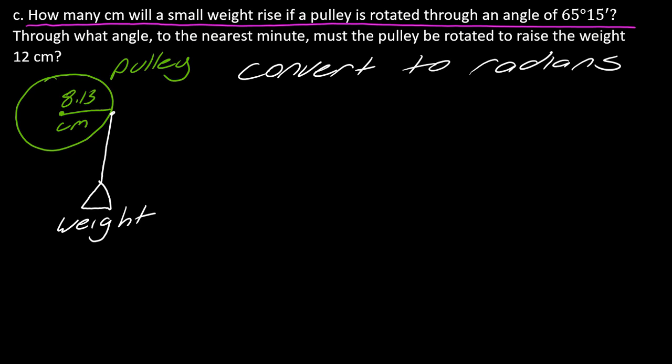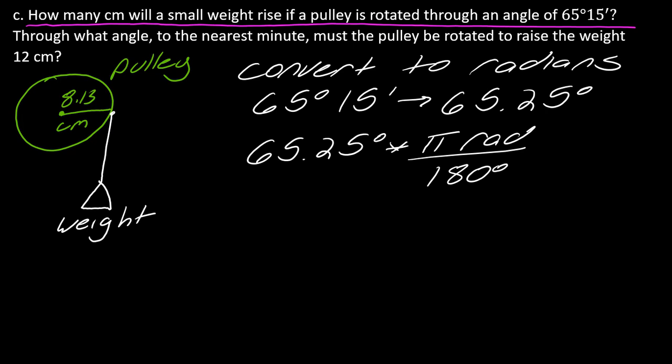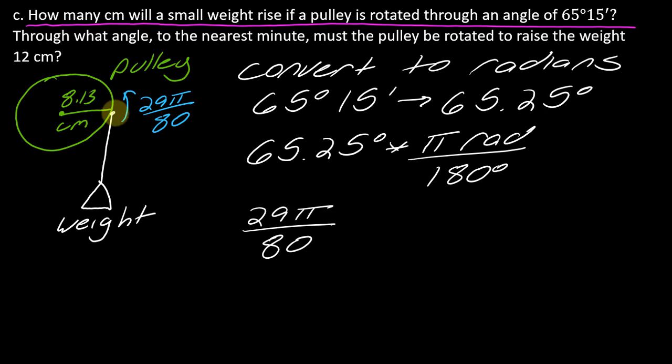Okay, so obviously we need to convert to radians. The only thing that's weird about this is that the angle is given in degrees with minutes, so I want to convert that to a decimal. I think it just makes the conversion a little easier, because then I can write it out like this. If I multiply these things together, I get a simplified fraction of 29 pi over 80. So I'm just going to note this: it's going through an angle of 65 degrees in 15 minutes. It starts here and continues up until it reaches 65 degrees in 15 minutes, and this is the equivalent radian measure.